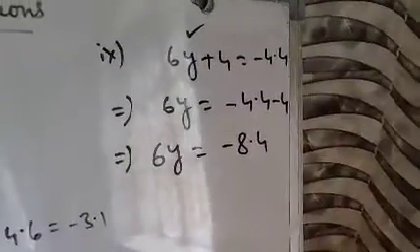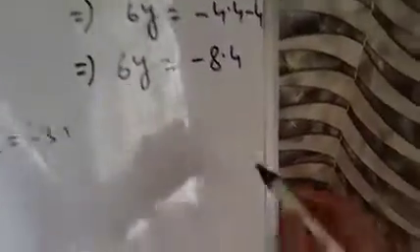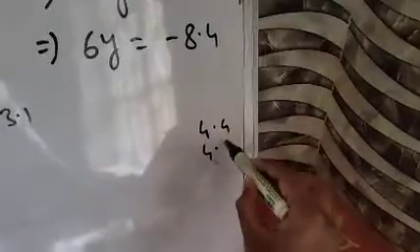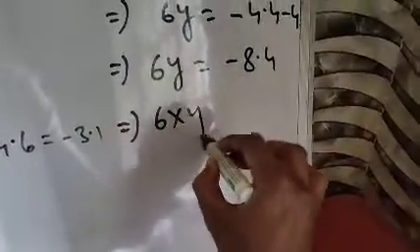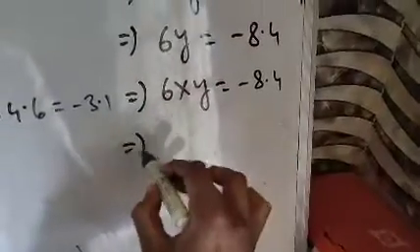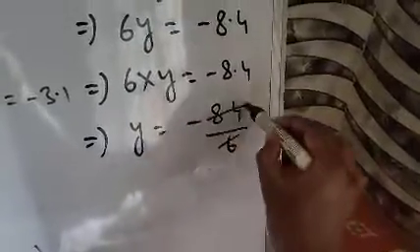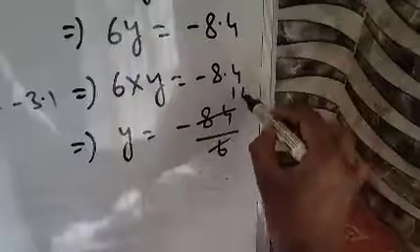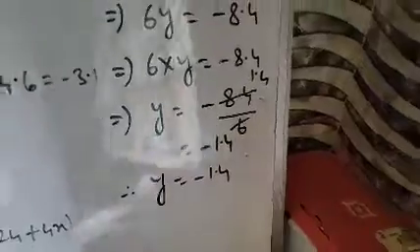So when both the signs are minus, the resulting sign will be plus. So we will add this 4.4 and 4. So it will be 8.4. Minus 8.4. Now 6y means 6 multiply y. Find the value of y here, 8.4. This is 6. 6 ones are 6. 6 fours are 24. So answer is minus 1.4. Your answer is minus 1.4. Next.